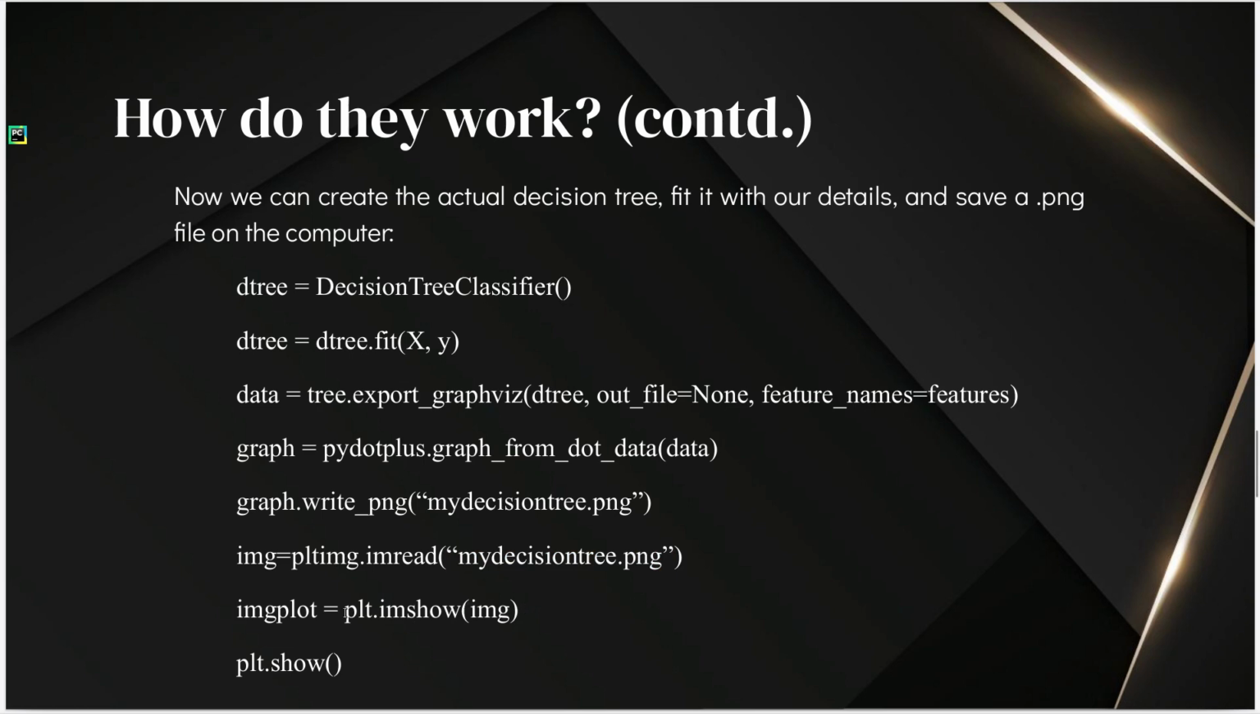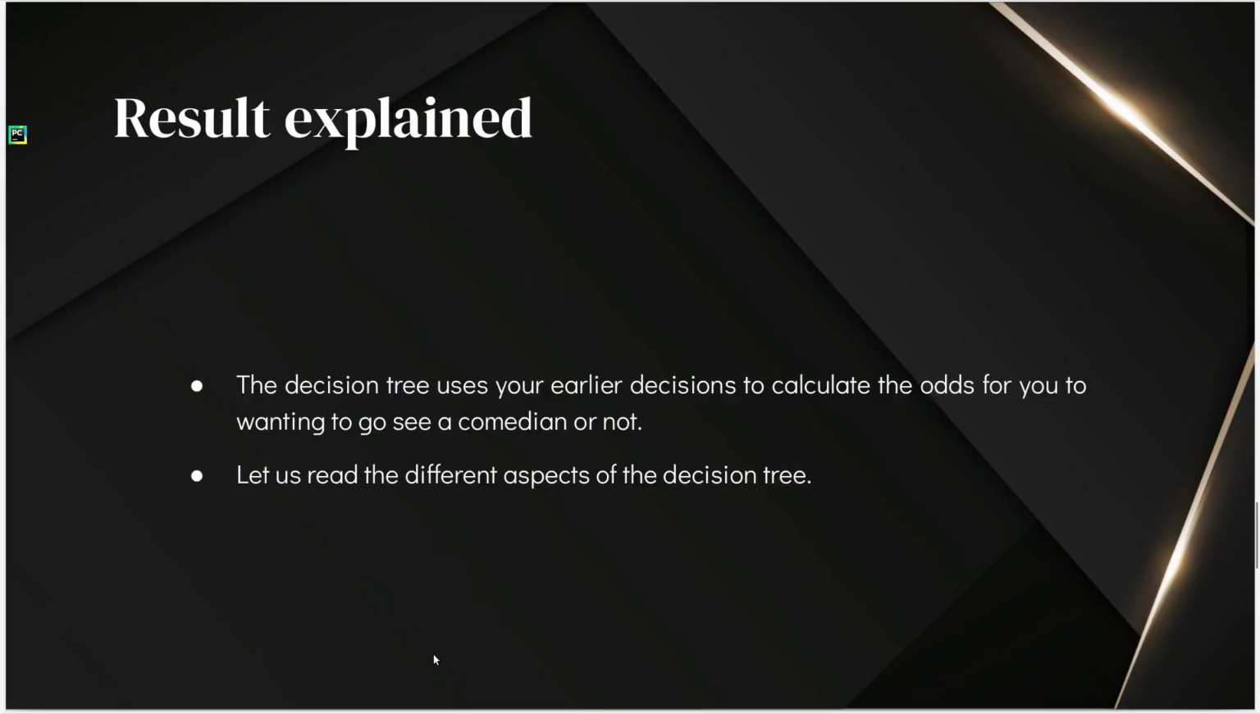Lastly, to plot this, we create an img plot, plt.imshow, with img as the parameter, and lastly plt.show. You have to call plt.show whenever you are printing or showing a graph, a matplotlib graph. Okay, so now let us actually run this.